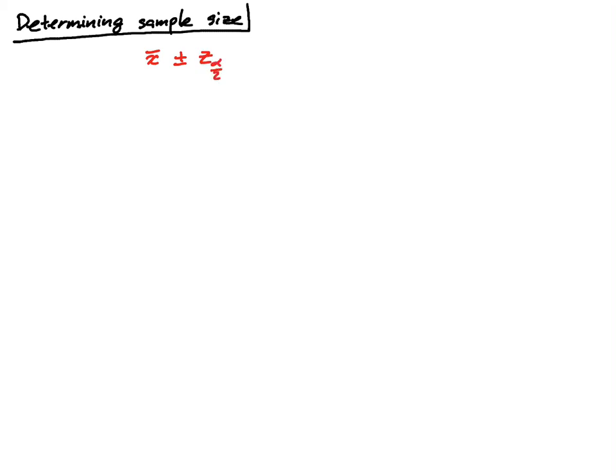So now let's talk about how we determine the sample size. Now remember that the general formula to compute confidence intervals is x bar plus minus z sub alpha over 2 times sigma x divided by the square root of n. And if you recall, the second term here is what is known as the margin of error.